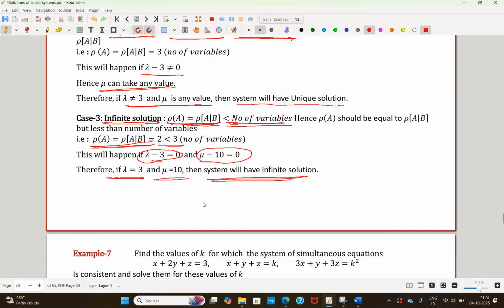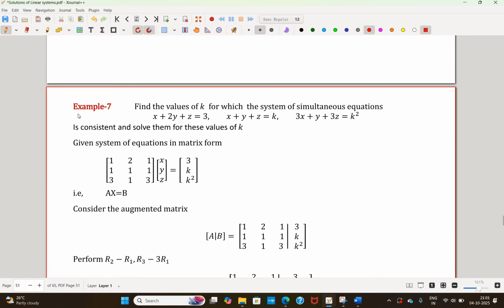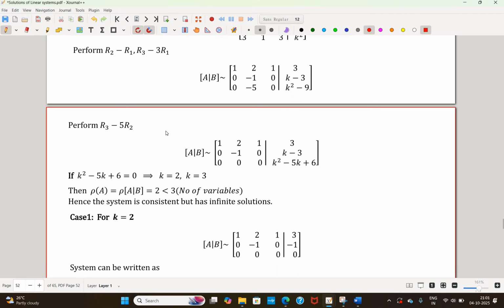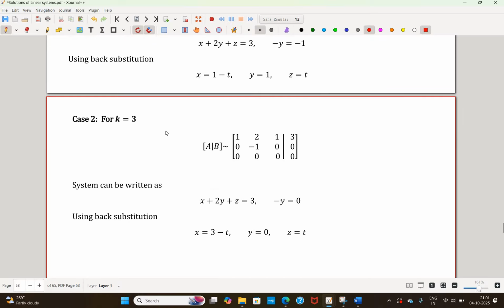In similar fashion, we may have a variety of problems, like see this example 7. I'll just explain the problem. Find the values of k for which the system of simultaneous equations, these three equations given, is consistent, and solve them for these values of k. So you have to find the values of k, however many there are, and for those values you also have to solve this system. So please read the problems carefully whenever you are solving these problems.